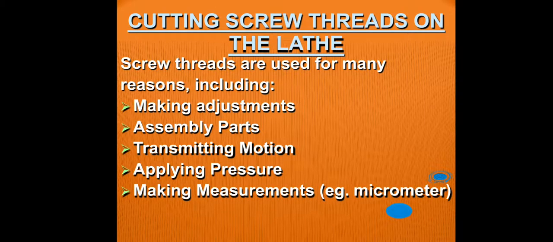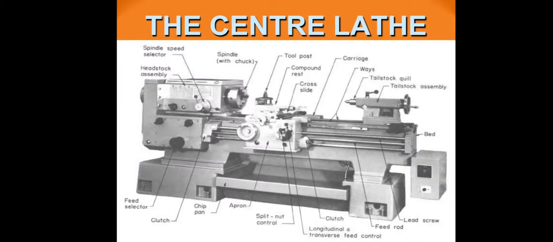And cutting threads on the lathe. Screw threads are used for many reasons: making adjustments, assembling parts, transmitting motion, applying pressure, and finally making measurements, as in a micrometer. And this is the center lathe. In this lathe we are going to do the thread cutting operation, and these are all the different parts involved in the lathe.